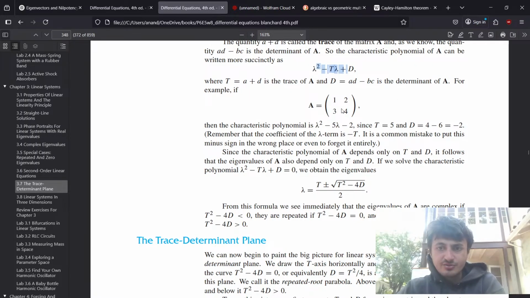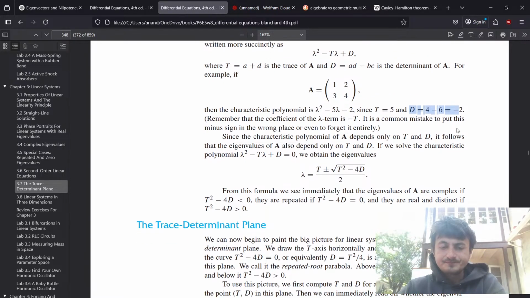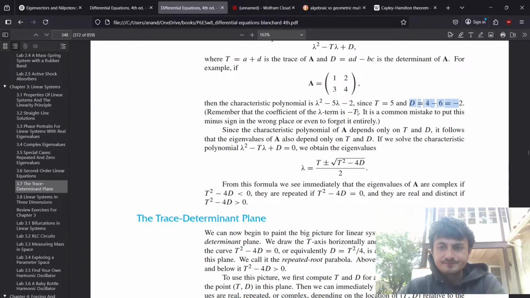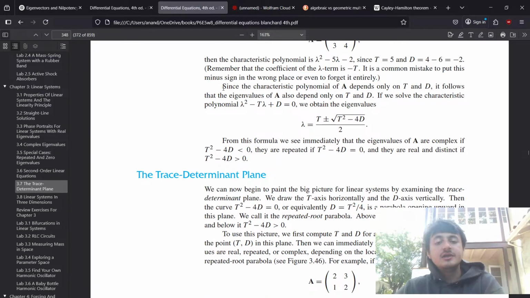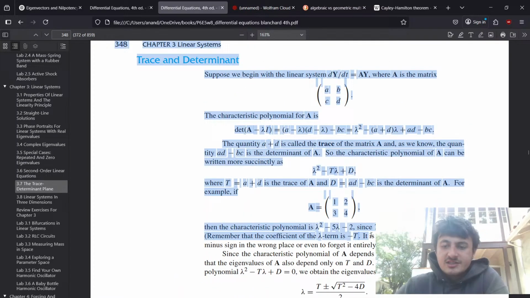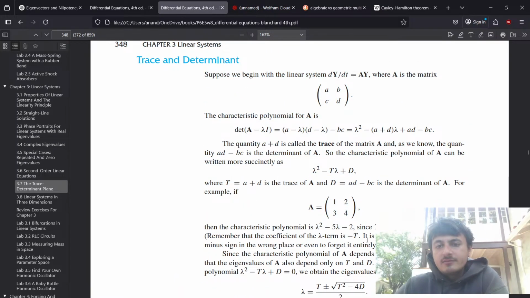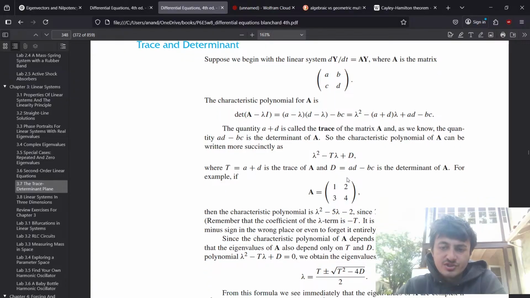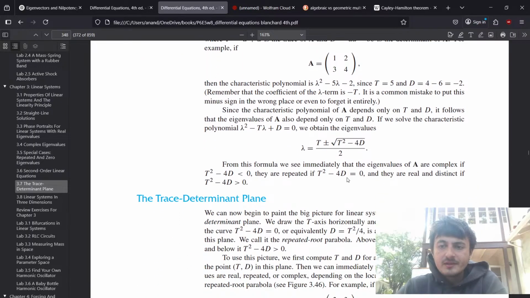So if A is equal to [1, 2; 3, 4], then we get this characteristic polynomial with this trace and this determinant. Remember that the coefficient of the lambda term is minus T. It is a common mistake to put this minus sign in the wrong place or even forget it entirely. Here's how you remember: this is one of those things where you just rederive it. You just do this again. It's so easy. This is actually what you do instead, and then you will never forget the formula.